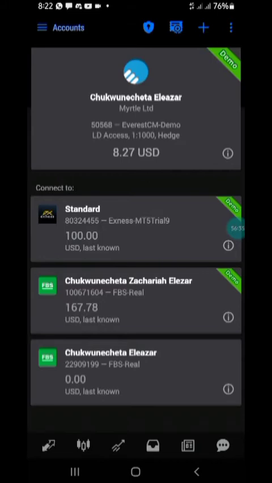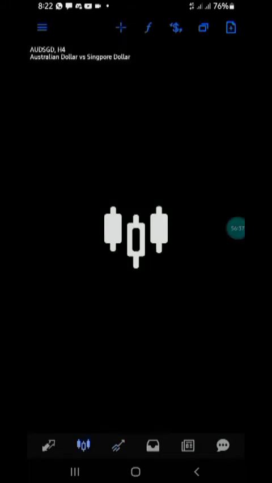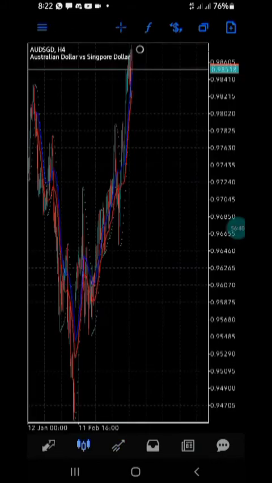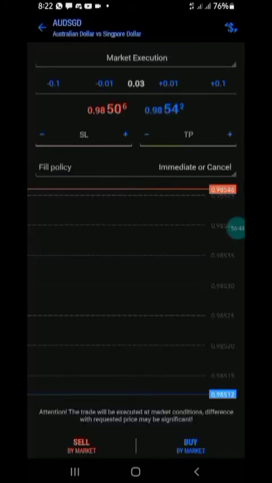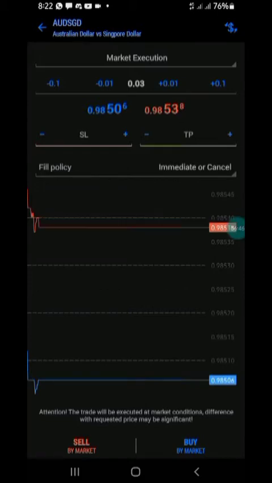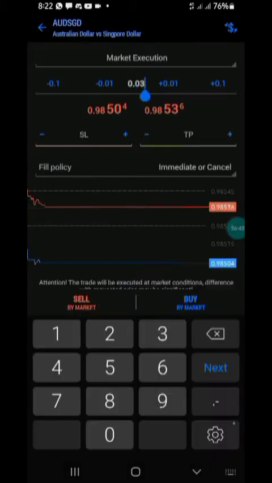Okay, I switched to this account. I switched to another broker. This is another broker, so I switch to this account. Then I go over here. Then I want to buy. I feel that the market is actually bullish, so I click on buy.